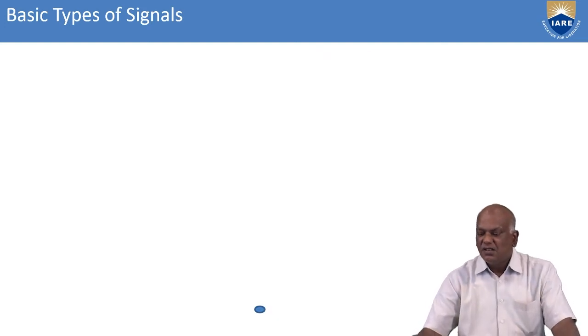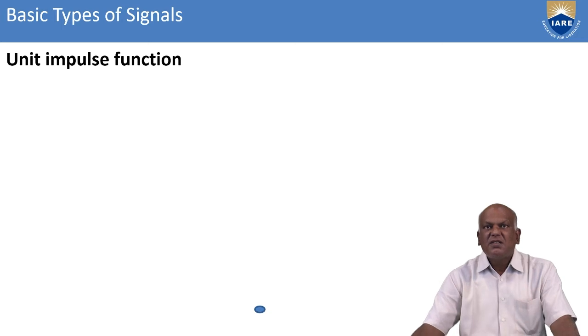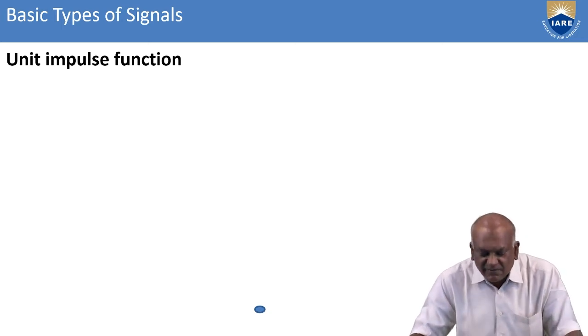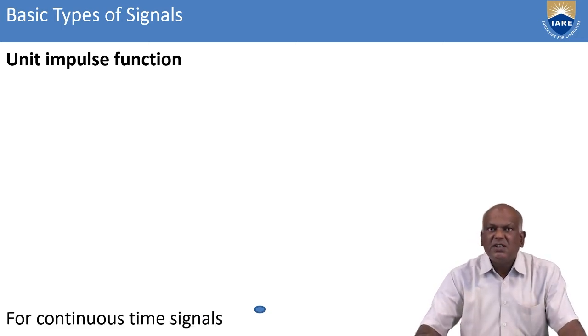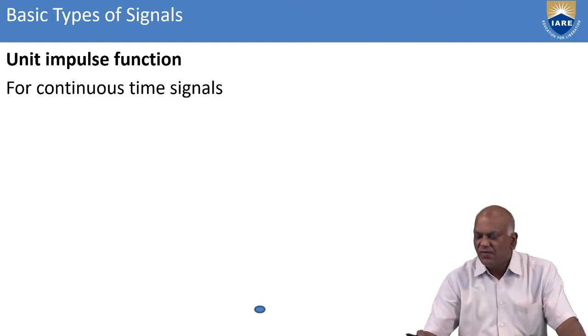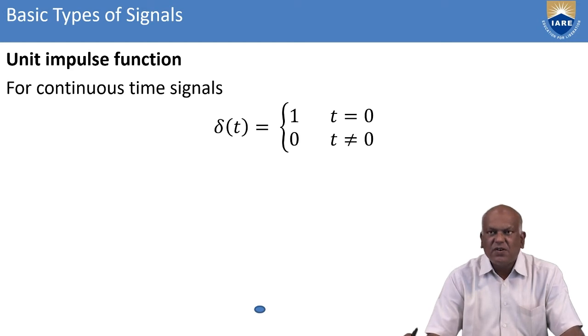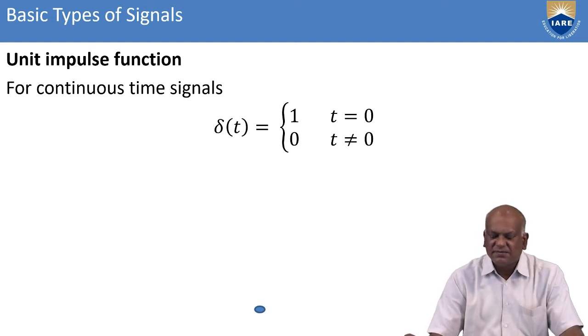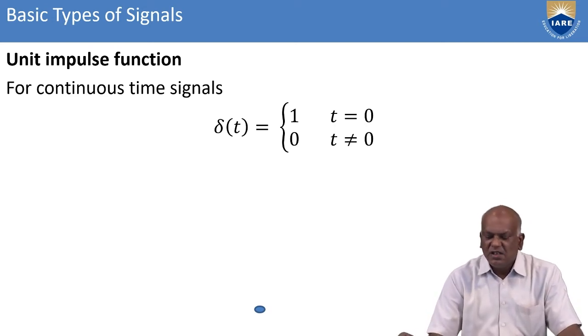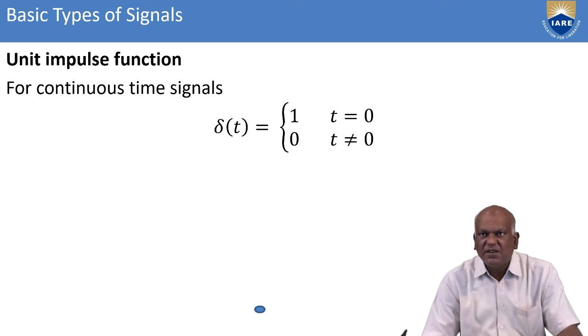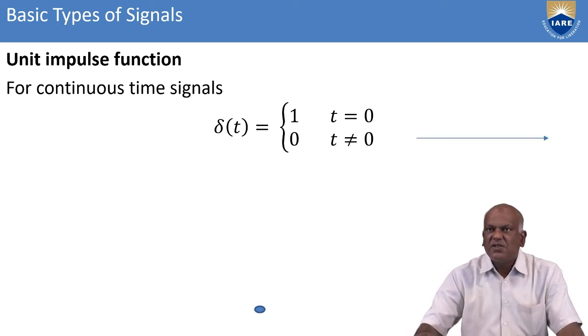This is about the unit step. Next is the unit impulse function. The unit impulse function, particularly for a continuous time signal, is defined mathematically as delta of t equal to 1 for t equal to 0, and delta of t equal to 0 for t not equal to 0. I am defining it like this, and the graphical representation of the signal is given like this.